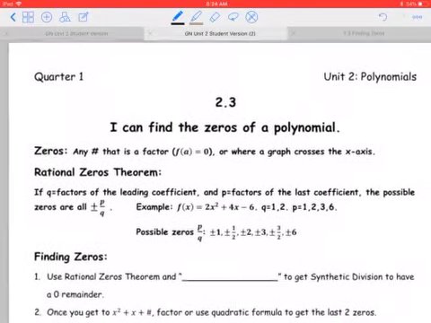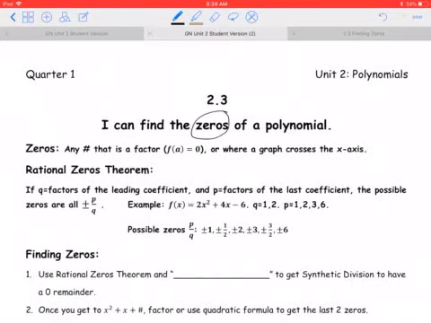Okay, today we're going to be talking about zeros. Remember, zeros are another word for factors. So we talked about them the other day. You know how to find factors. Today we're going to use synthetic division to find more zeros or factors.